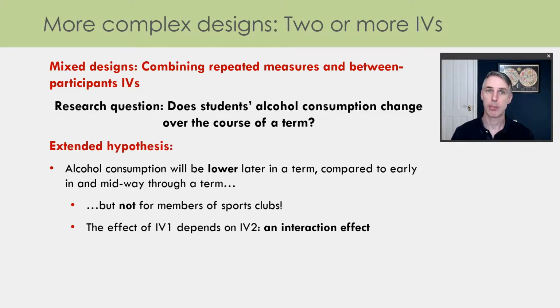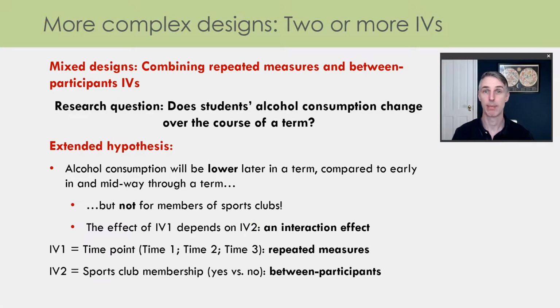Okay, now let's make that hypothesis a little bit more nuanced. Let's extend it a little bit. So we've still got the same basic prediction that alcohol consumption will be lower later in a term compared to early and midway through a term, as we saw in an earlier example. But now the research is suggesting that maybe this won't be the case for members of sports clubs who maybe have more organised socials, which helps to sustain a particular level of alcohol consumption over the course of a term. At least that's what the researcher suggests.